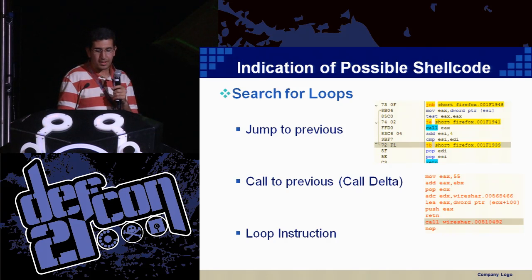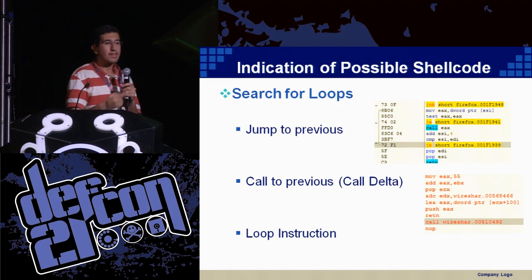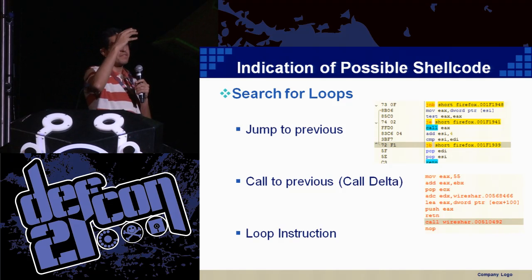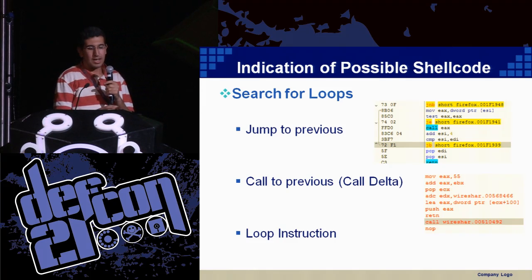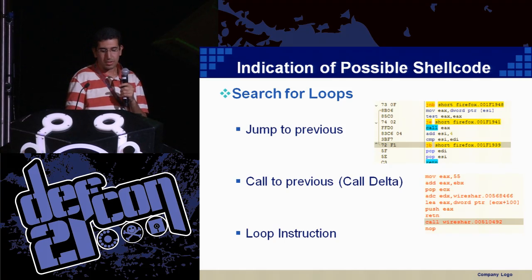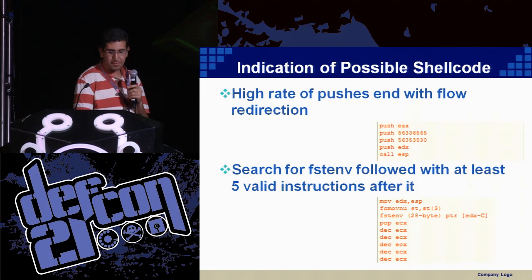I don't need to enter the details, but we can detect there is a call to something previous and disassemble between the call and the destination, so we can know that it seems a working loop or something like this. We also check on some loop instructions inside the exit 6. That's the first way to indicate there seems to be shell code or something.